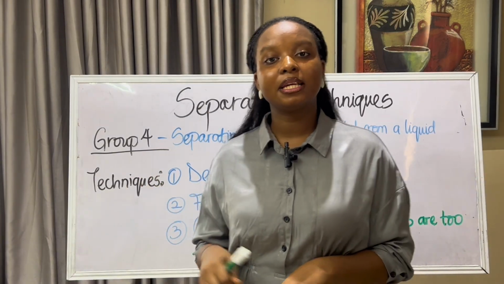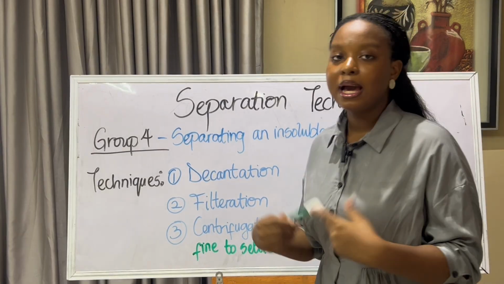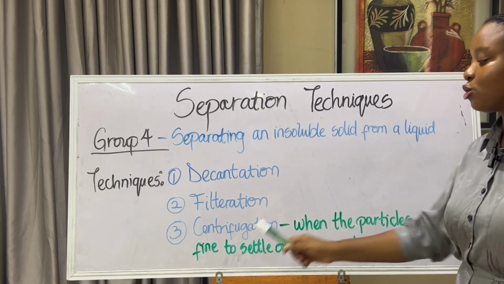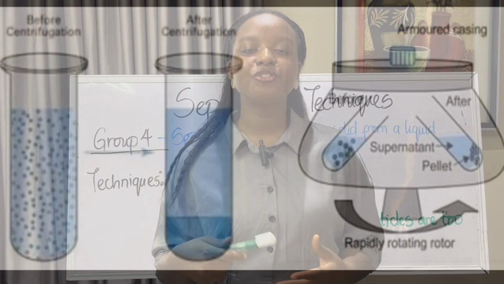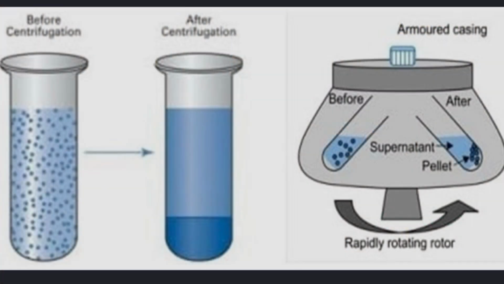The third technique is centrifugation, and this is applied when the particles are too fine to settle or filter easily. The centrifuge spins the mixture at a very high speed, and this forces the denser solid particles to the bottom.